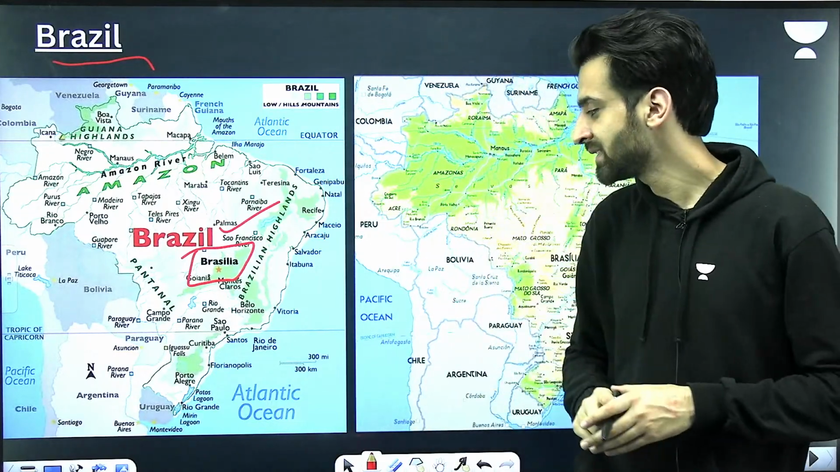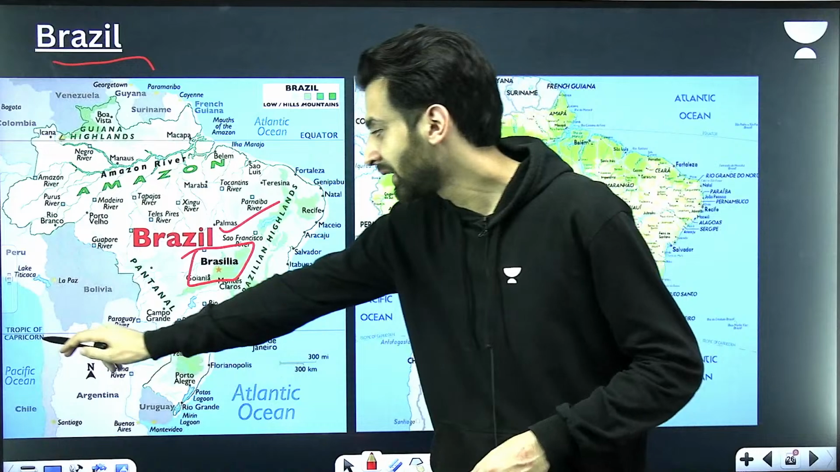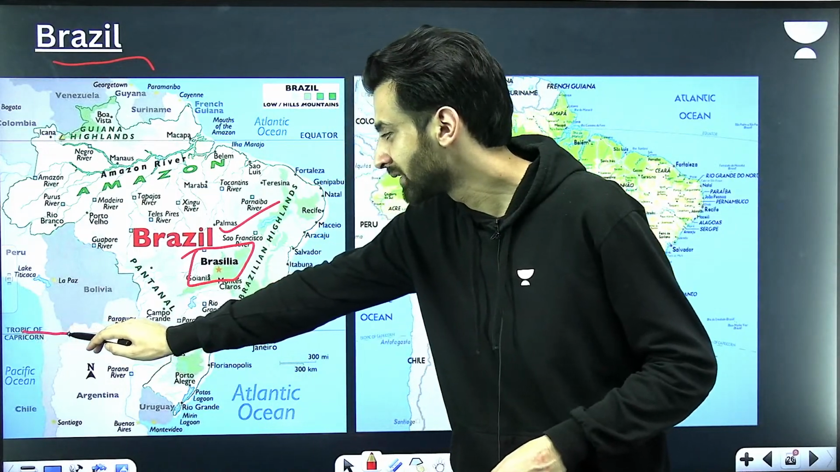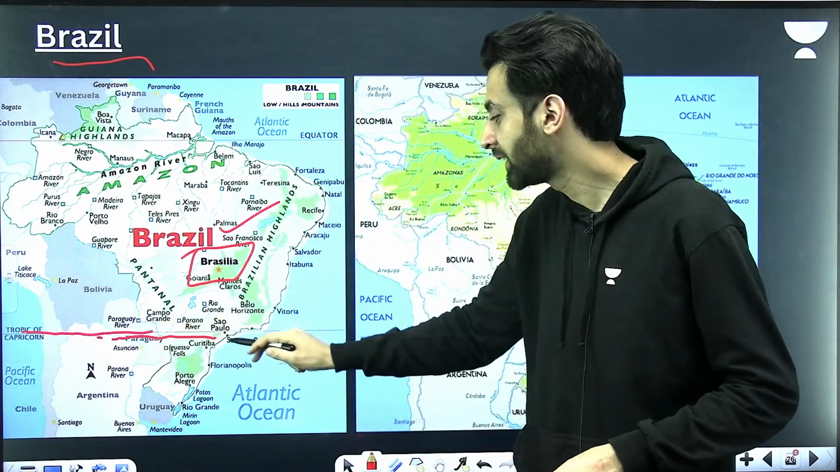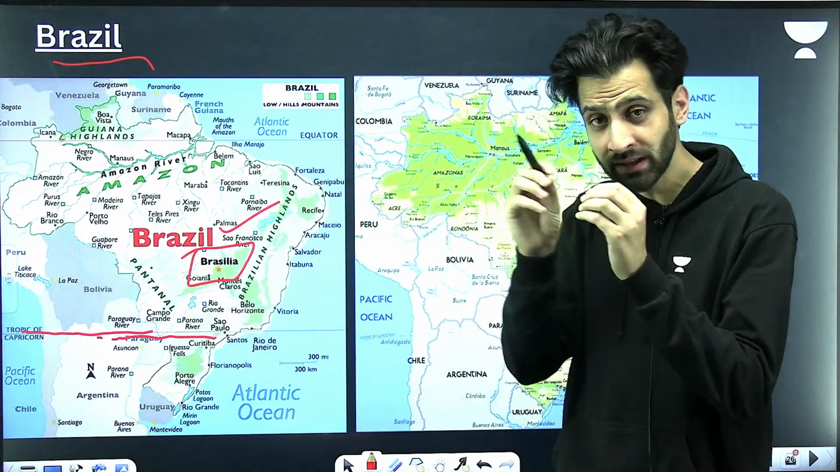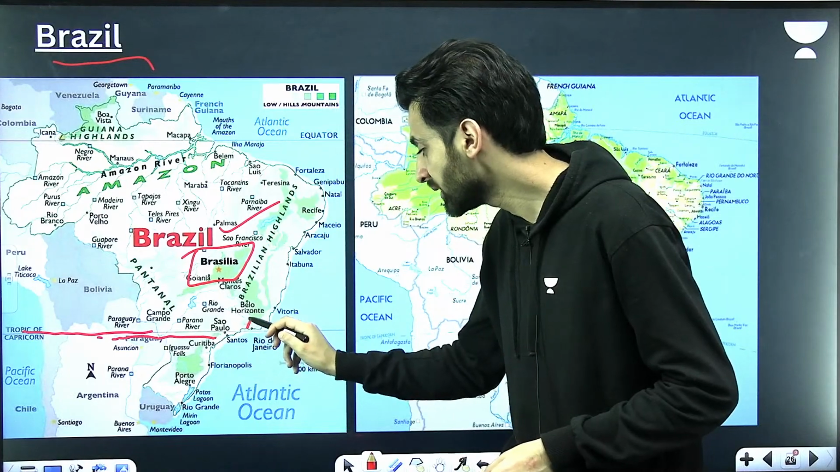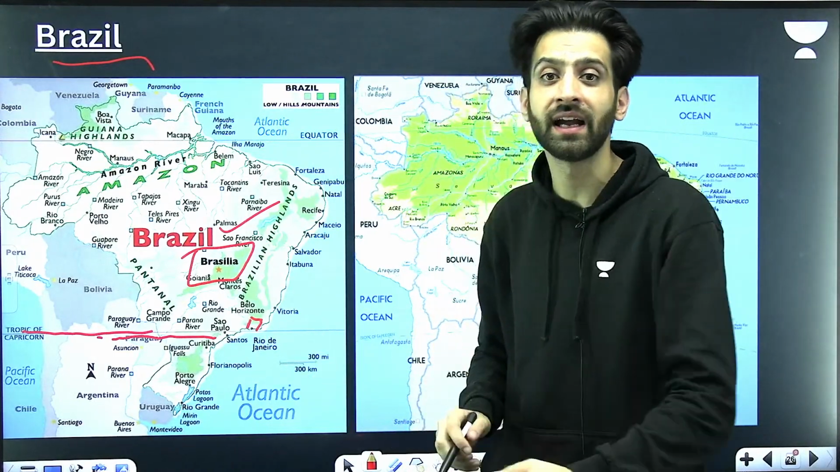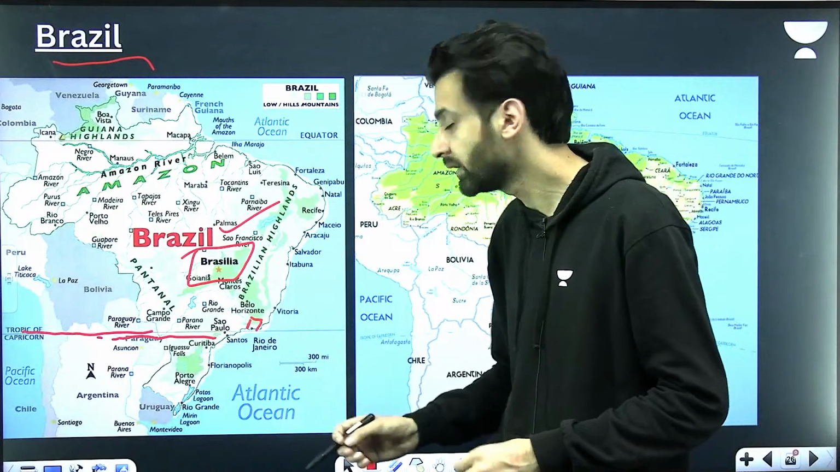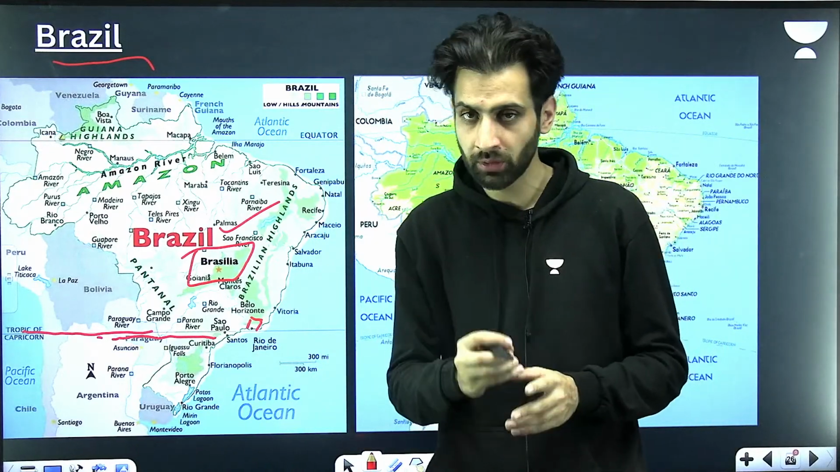And some of the important places that you need to know about this is, see, the line that is passing through here is the Tropic of Capricorn. And remember, taking the Tropic of Capricorn as the reference, you will see Rio is located on the northern side of the Tropic of Capricorn, it is a port, very important port.